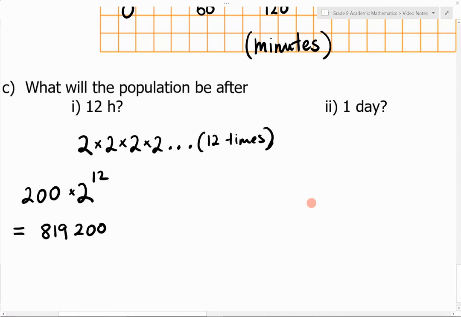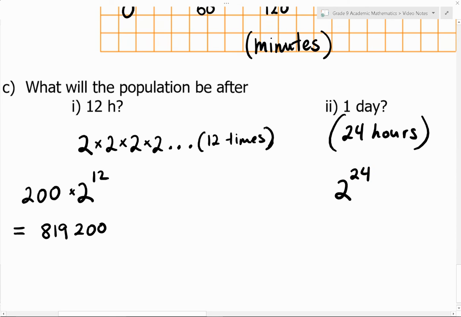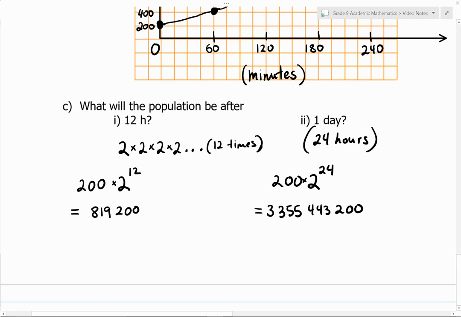After 1 day, how many hours are in a day? Well, there are 24 hours. So I'm going to take my doubling factor, 2, and my exponent will be 24. And if my starting population was 200, I'm going to multiply this by 200. After 1 day, can you imagine how big that population is going to be? Hopefully you calculated it. Here's the answer: 3,355,443,200. And that's it.